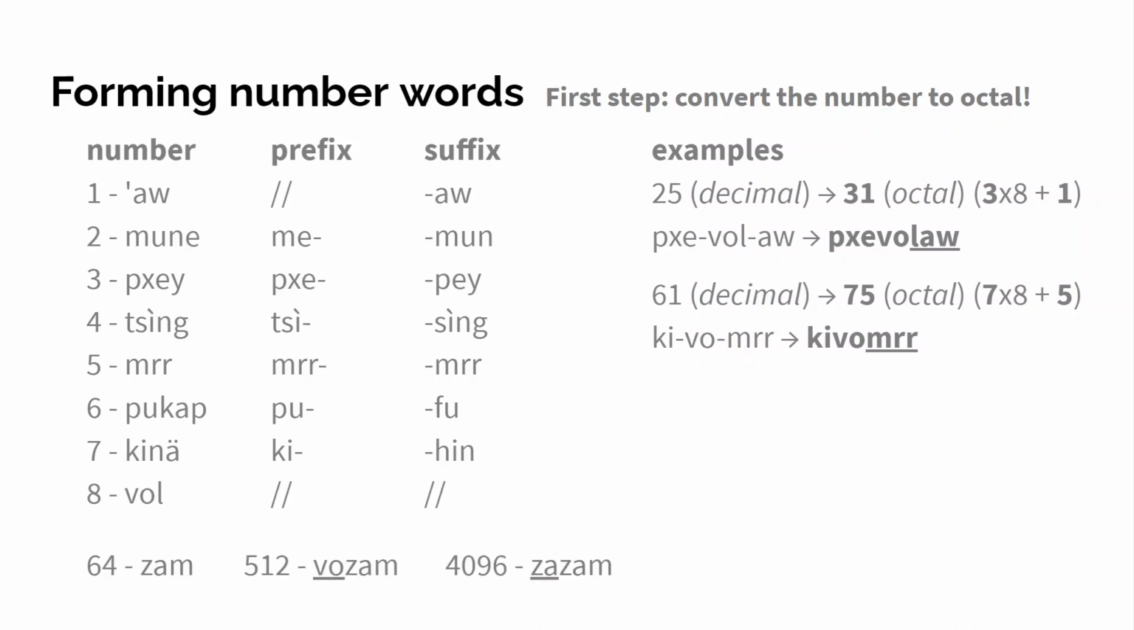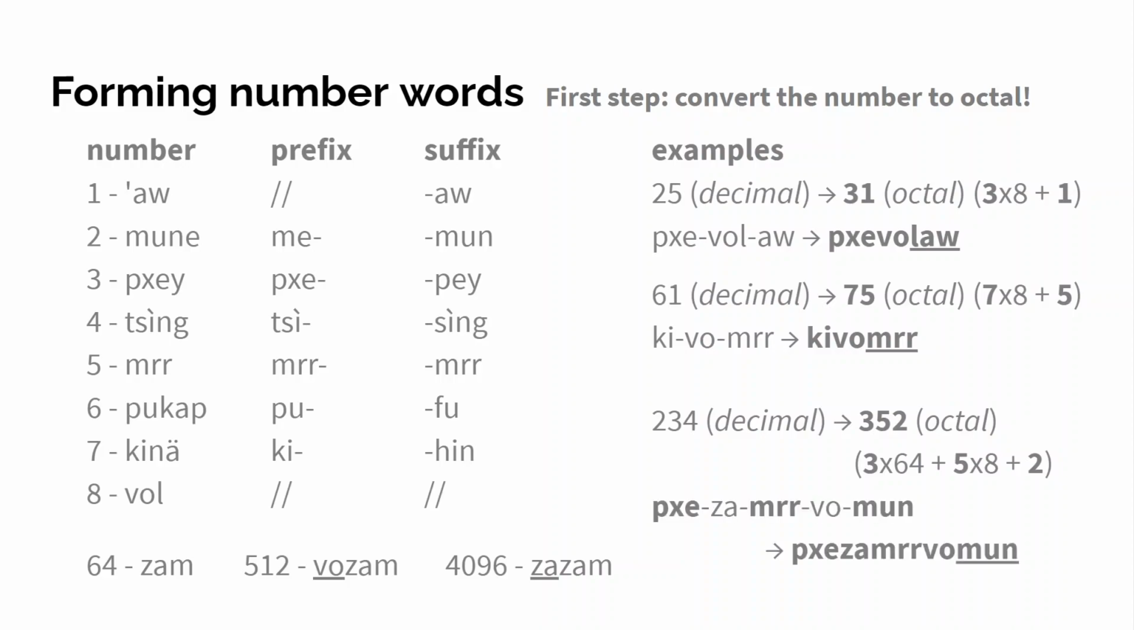Sometimes we want to have higher numbers. There we have again the sam, the vosam, and the sasam. One example, 234 in decimal becomes 352 in octal. And here we now do exactly the same, except for that we also need the sam. So 352, that means we have 3 times 64. So we use the prefix form for 3, p'e, plus the sam, so p'e sam. Then 5 times 8, so mrvo. And then mun from the suffix form, because for the last number we always need the suffix form.